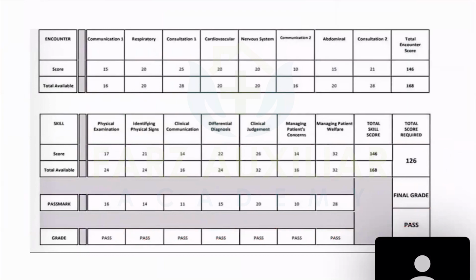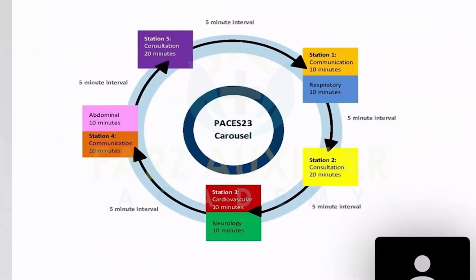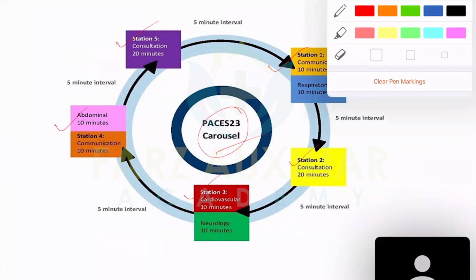Right now, I will go again to this carousel. This is known as the PACES 23 carousel that will be continued. There will be station 1, station 2, station 3, station 4, and station 5. All of these will be practiced and assessed by all of the examiners.